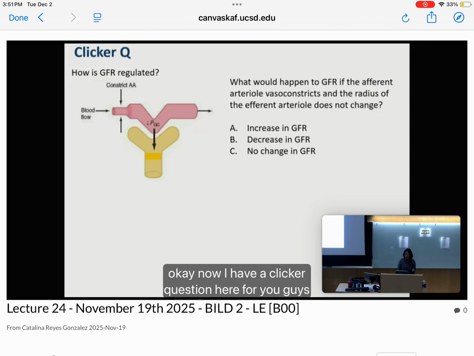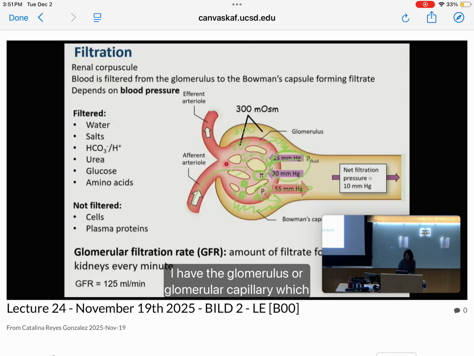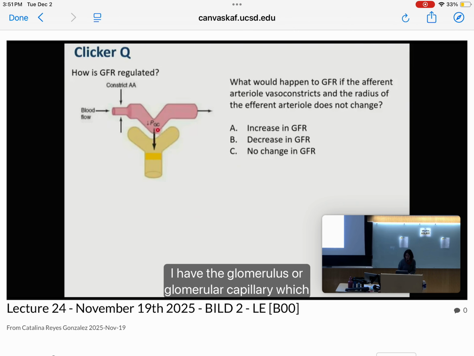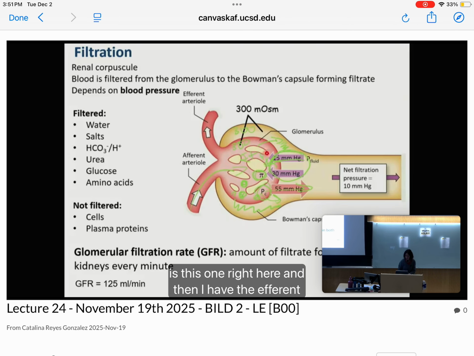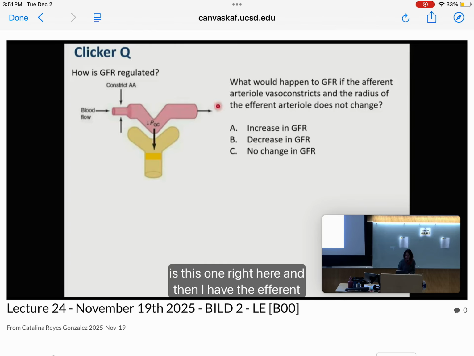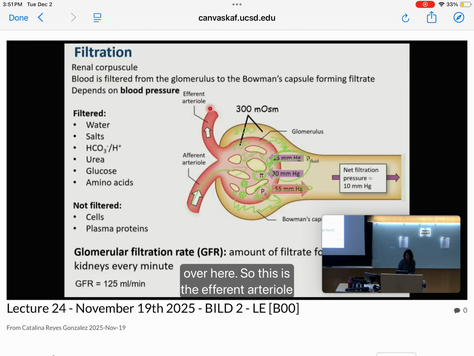Okay. Now I have a clicker question here for you guys, and it was for the code, but I gave you the code before. So how is GFR, how is that glomerular filtration rate regulated? How much we filter is going to depend on blood pressure. So here I have my afferent arteriole, which is equivalent to here. I have the glomerulus or glomerular capillary, which is this one right here. And then I have the efferent arteriole that joins with the peritubular capillaries over here.